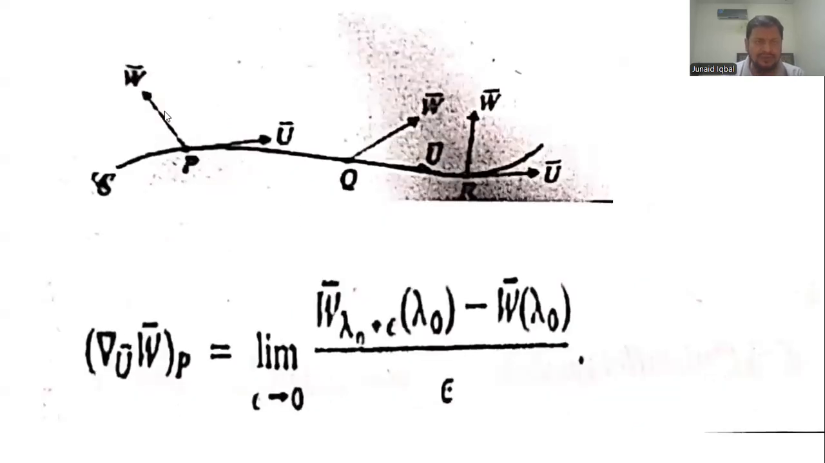So let us define the covariant derivative of the w vector with respect to the u vector. In this case, you can see w is not parallel transported. So the covariant derivative of the w vector with respect to u at p is defined by this equation. Here we have used the concept of the ab initio method.